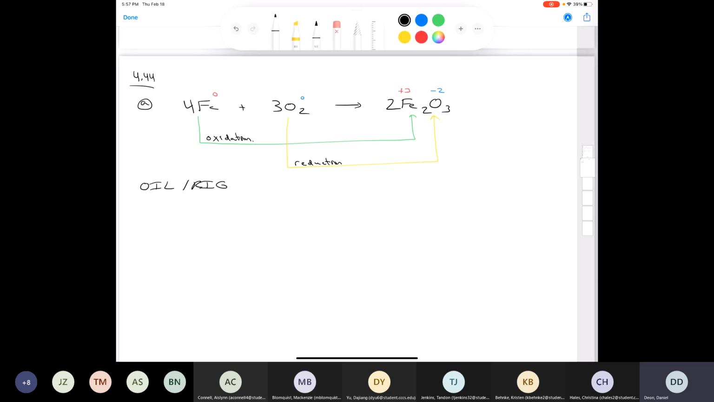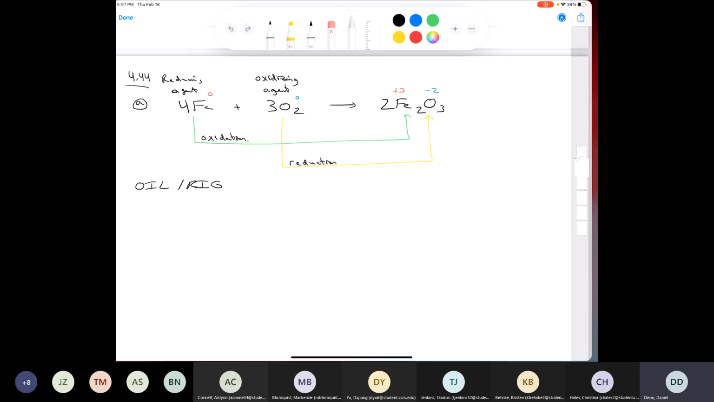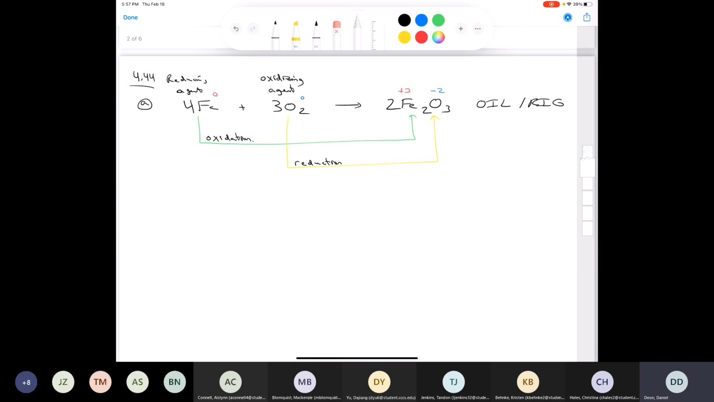It also asks us to identify the reducing agent and the oxidizing agent. If the iron is undergoing oxidation, that means it's causing the reduction of the oxygen. Therefore, the iron is the reducing agent, and the oxygen would be the oxidizing agent. Okay, for the same reason, the oxygen is causing the iron to become oxidized to iron 3+. All right. So with that information in mind, I would like you to try a few more.